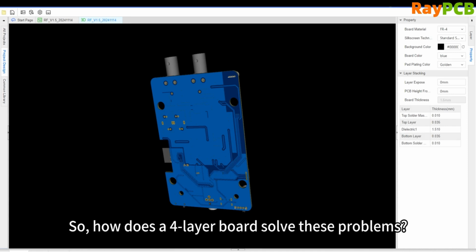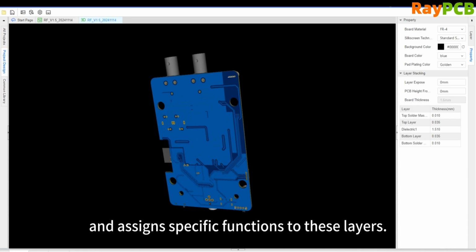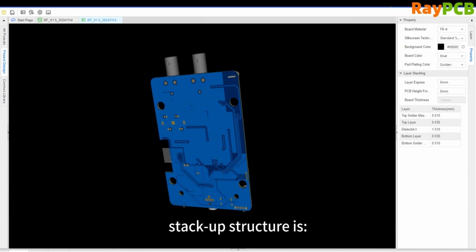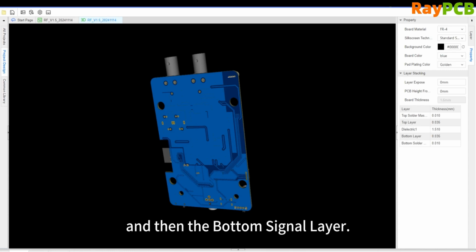So how does the four-layer board solve these problems? The key lies in the addition of two internal layers, with each layer assigned a specific function. The most typical and also the most recommended four-layer board stack-up is signal layer, top layer, ground plane, power plane, and then signal layer, bottom layer. Let's take a look at the example we just mentioned.